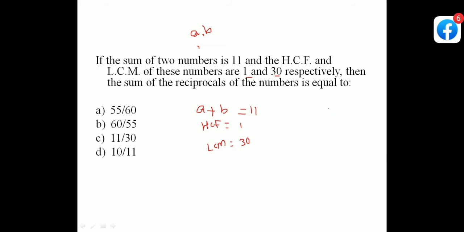Sum of the reciprocals means 1 by a plus 1 by b, right? So 1 by a plus 1 by b is nothing but a plus b by ab, right? When we take the LCM, it is ab, so a plus b by ab.